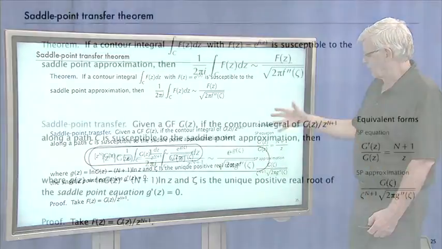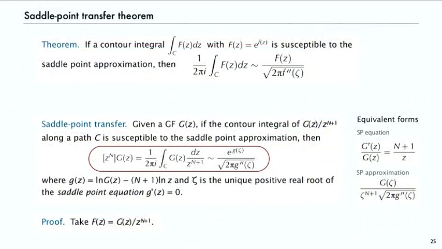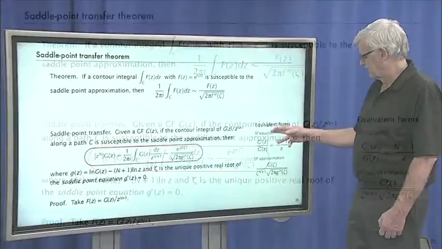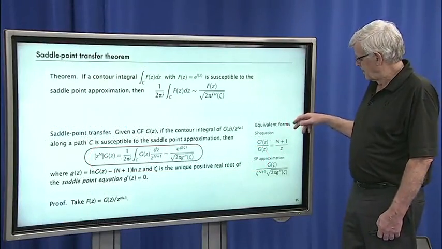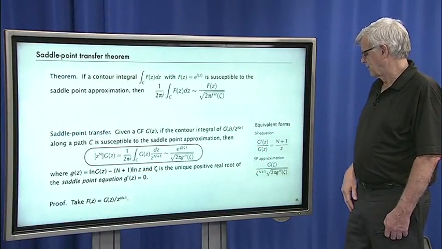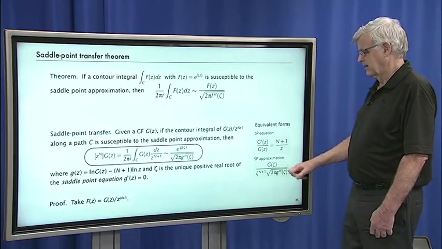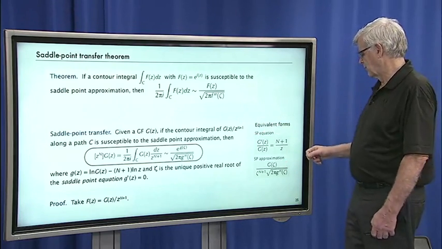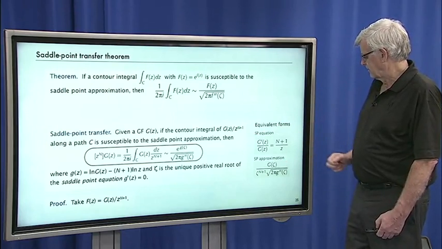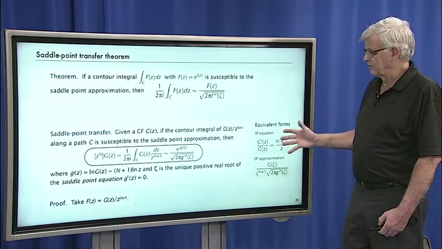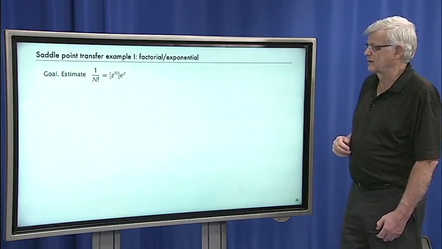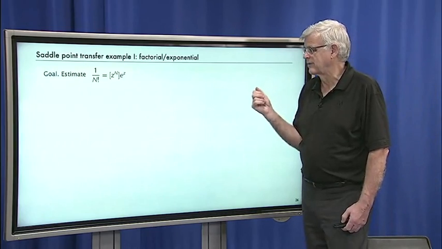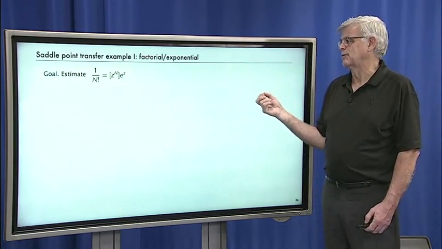So anyway, the summary is that for our generating function G(z), and this is just doing the math backwards, we're going to use the saddle point equation, g'(z) over g(z) equals (n+1)/z. So that's zeta, the solution to that. And then solving that, that's the approximation, where little g is log of big G minus (n+1) log z. That's a relatively simple calculation for getting asymptotic estimates of coefficients. So let's go back to our examples.